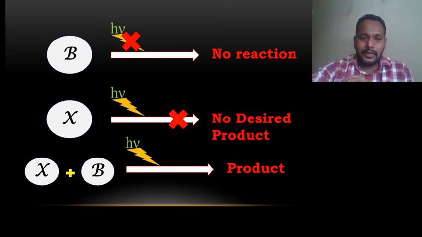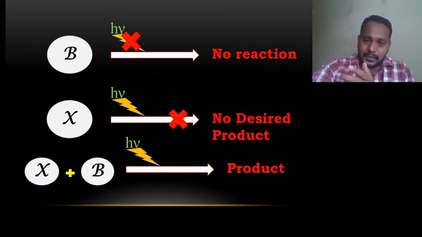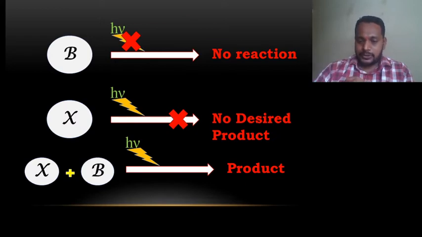So when in our reaction system these two molecules, B and X, are both present, our reactant is B, and X is another molecule that is called a sensitizer, right? So what happens is this X absorbs the energy from the photon and transfers that energy to B, our reactant molecule, and then it leads to formation of a product, right?